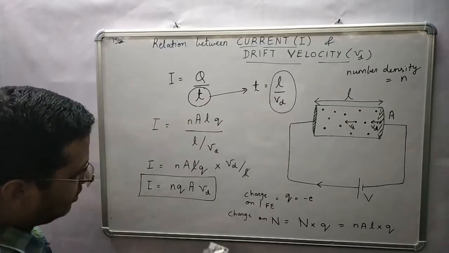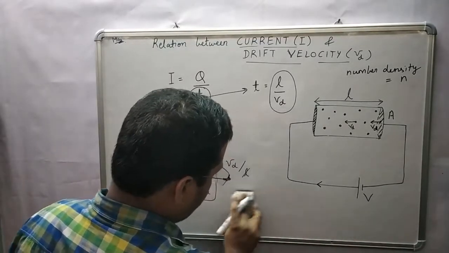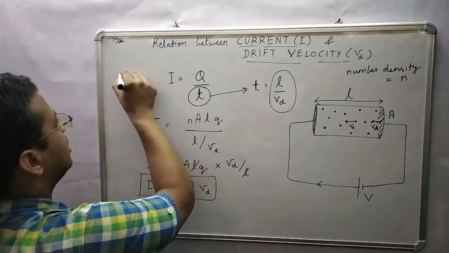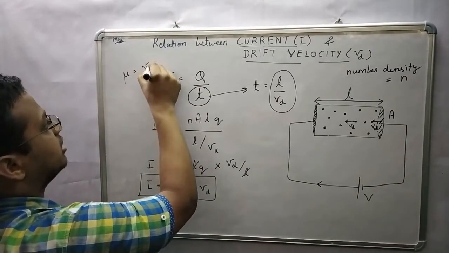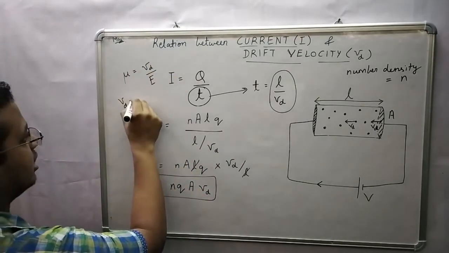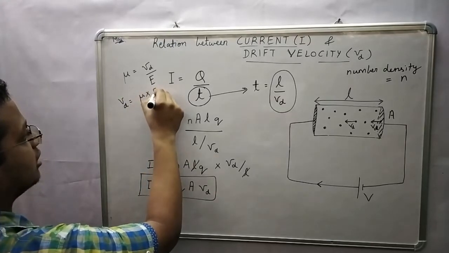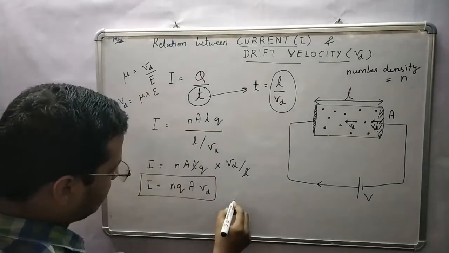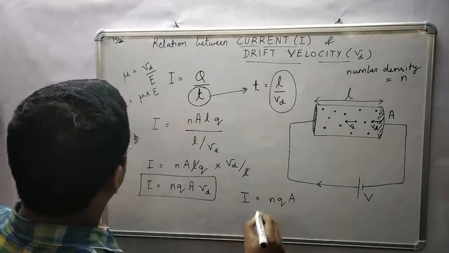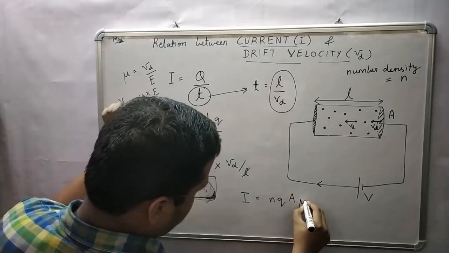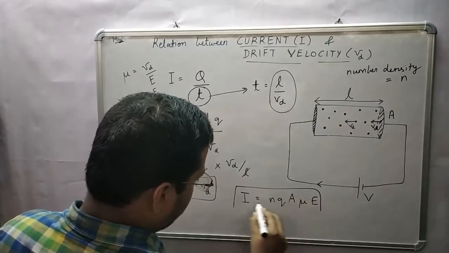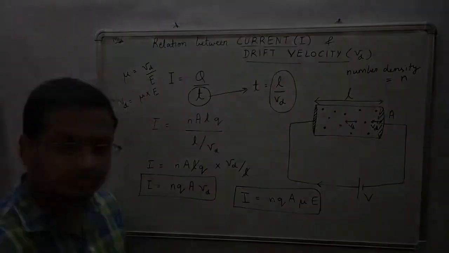Let us go a step ahead. If you want, you can express this in terms of mobility also. What was mobility? Mobility was drift velocity by electric field. So drift velocity will be mobility into electric field. Let us substitute this here. So I will become nqA, mobility into electric field. This is the relation between current and mobility.